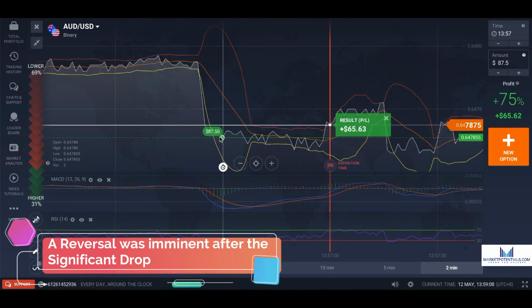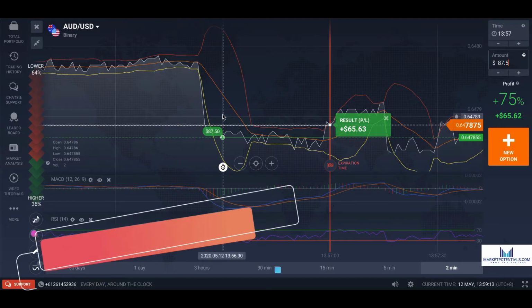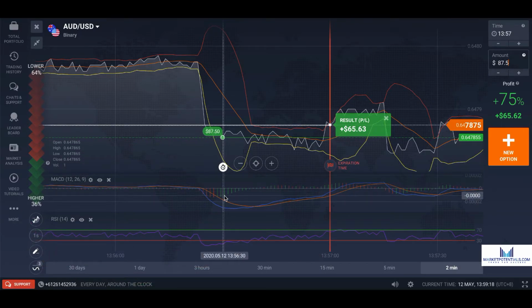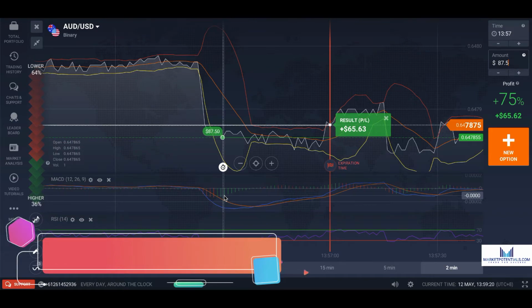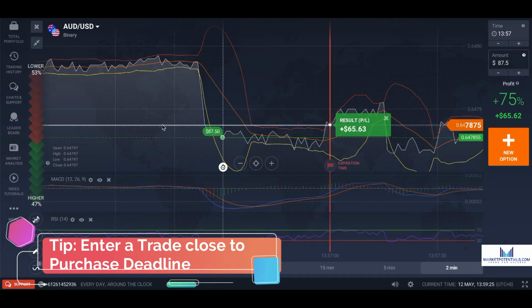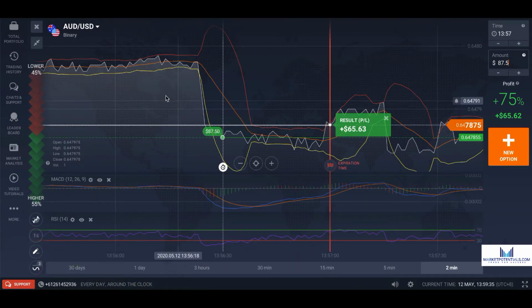All right, so in binary options trading, identifying the trend is important. Number 2 is the timing of the trade. I trade very close to the purchase deadline, which is the white dotted line here. Typically less than 5 seconds, because it just allows me to identify trends as they happen and not make a decision beforehand. So you'll never see me make a decision somewhere here, for instance, a minute or whatever before the purchase deadline, because if I made a decision here, I wouldn't have access to all of this chart movement before coming to the purchase deadline.